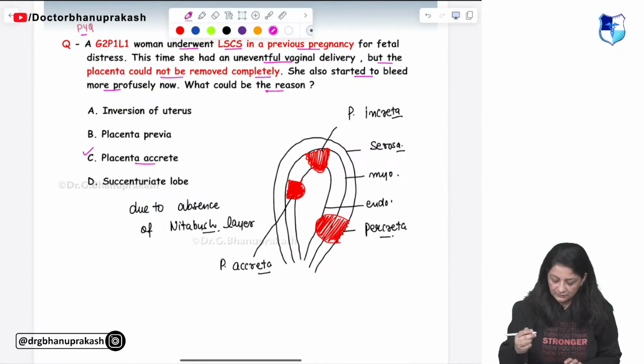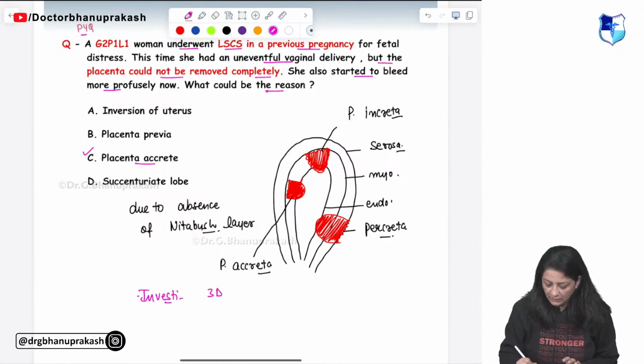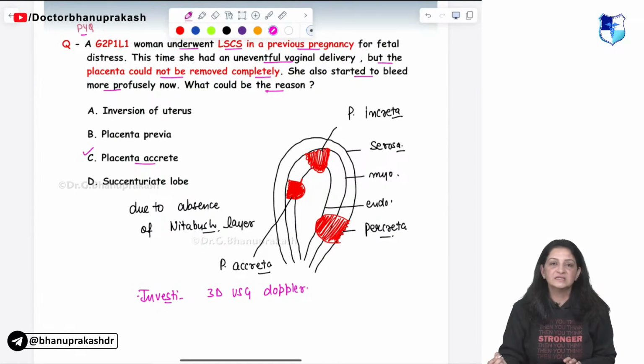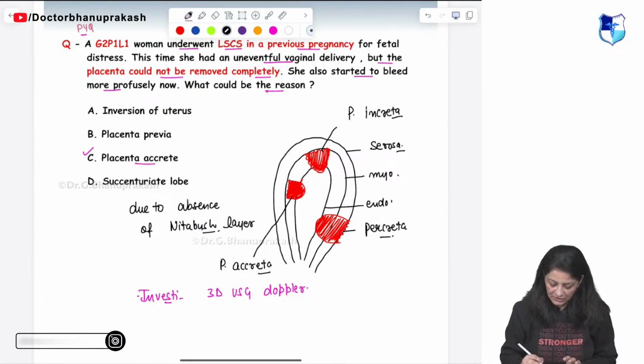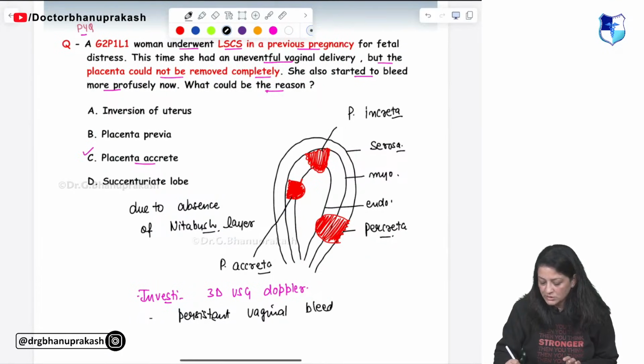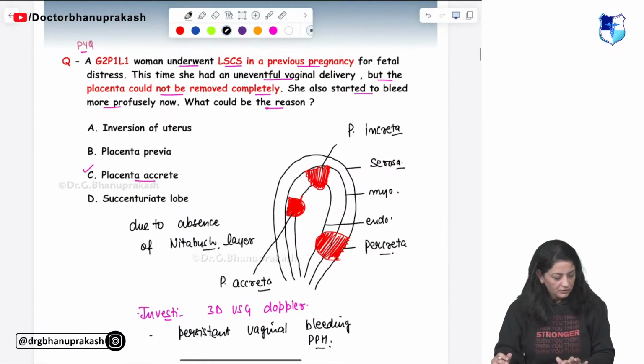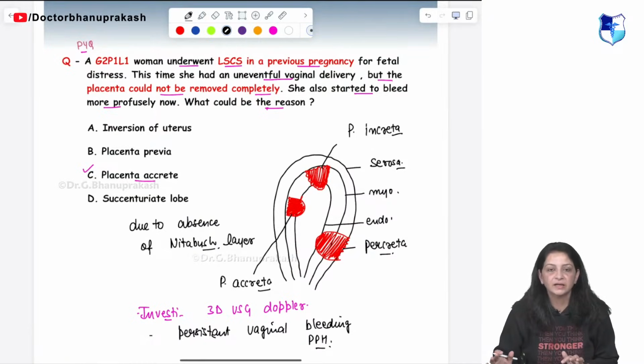So treatment, first of all, investigation of choice in this case: 3D ultrasound Doppler. Presentation of the patient: persistent vaginal bleeding or postpartum hemorrhage. So this is placenta accreta.